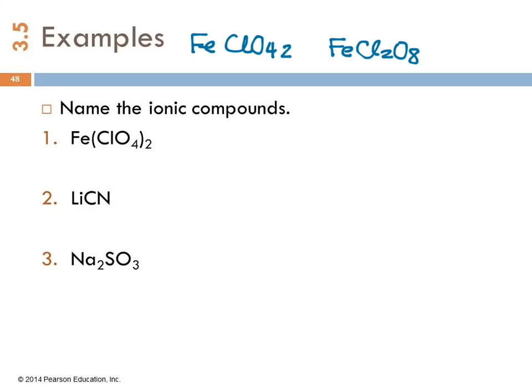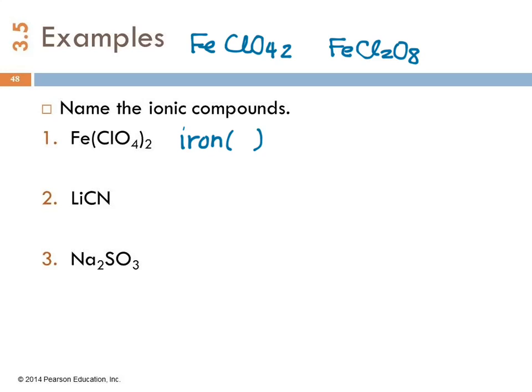So we put parentheses around it and the number on the outside. So here's the metal. We name him. Everything else gets named as a unit. So don't tell me chlorine tetraoxide. I will laugh. So Fe is iron. Does it need a Roman numeral? Yes, it does. Leave space.